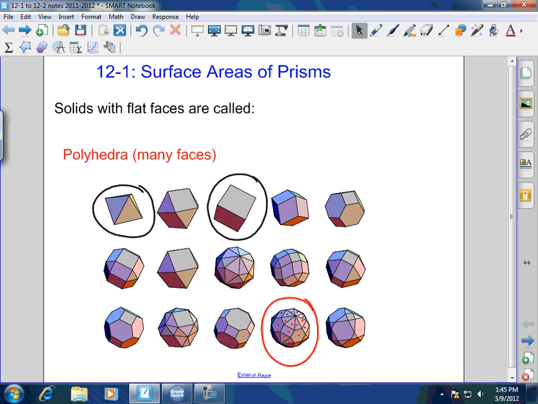Okay, the question was to get the area of that. You have to get the area of all the triangles and squares. That's exactly right, but let me get to it. That's called surface area.